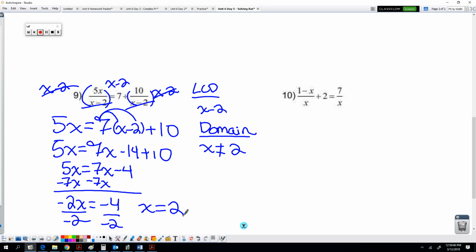What do you notice? It's in my domain. It says x cannot equal 2. Here it says x equals. I get change that to not equal. I only have one answer that I found here, so that's why it is no solution.